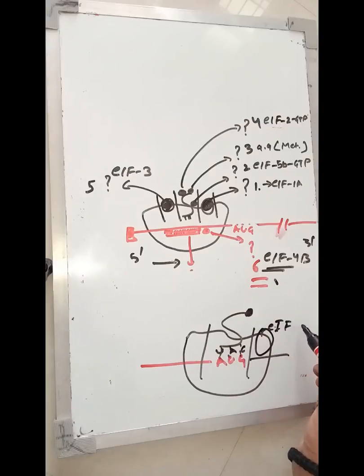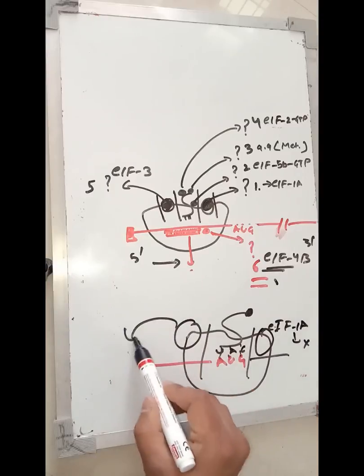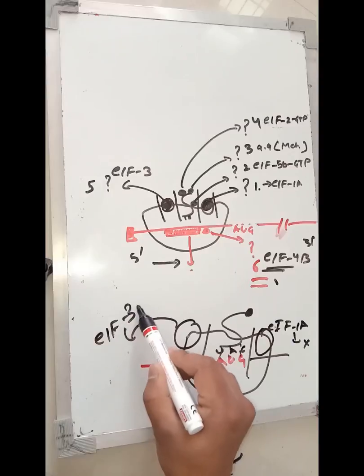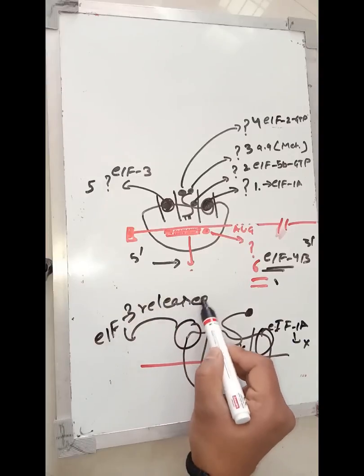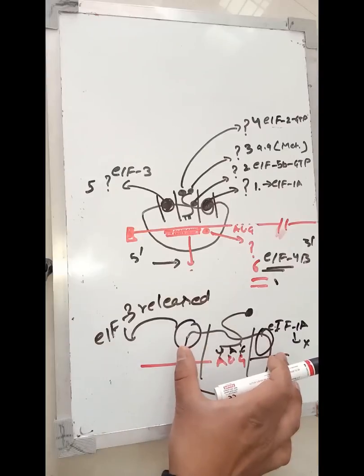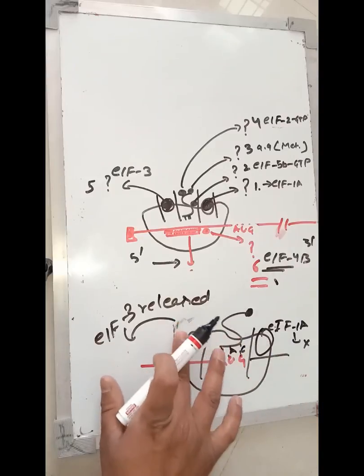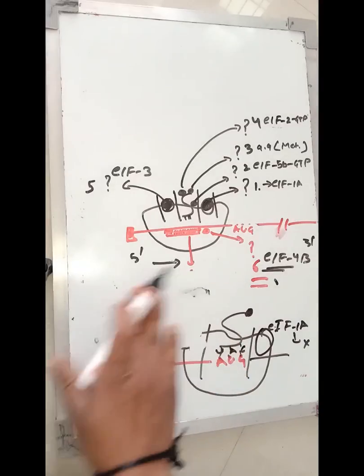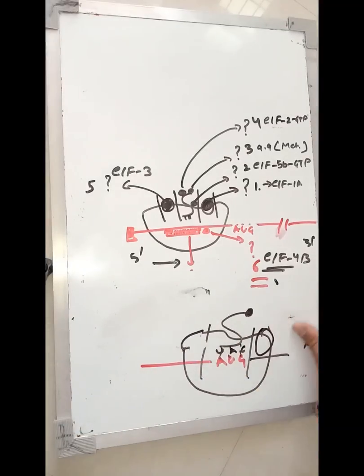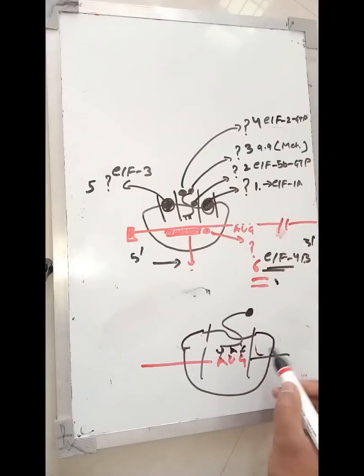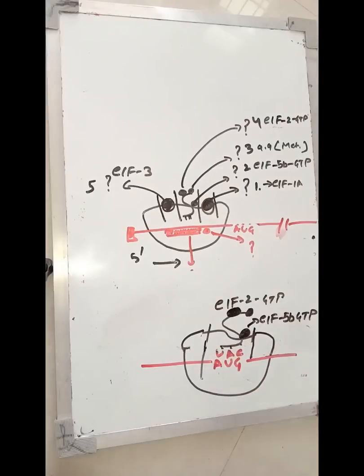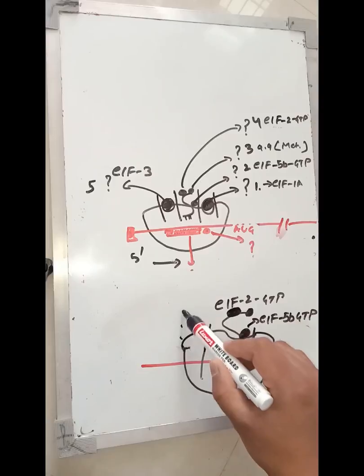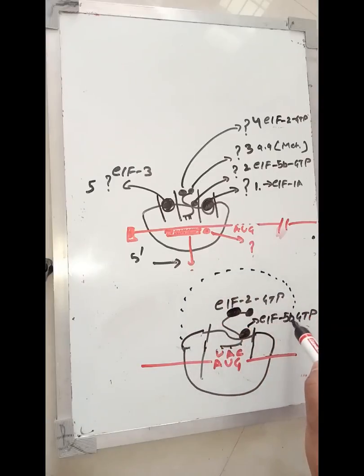that is EIF1A is released. From here EIF3 is released. Now once these two factors are released, the association of the large subunit will take place. Now they are released, so I am removing it. Once these factors are released, there is a joining of the large subunit with the small subunit.